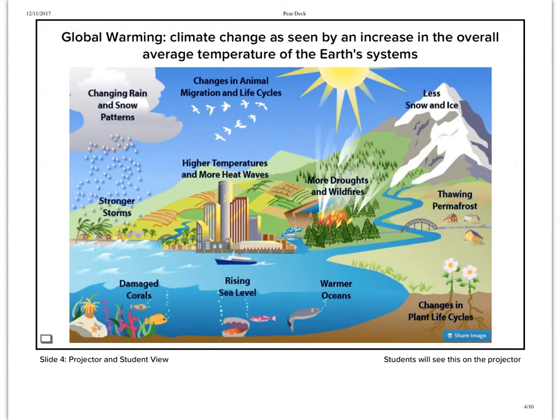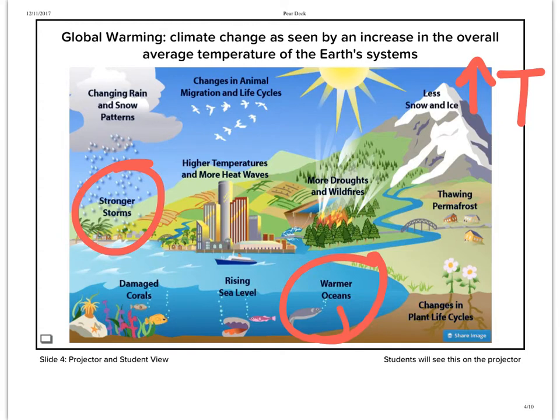All right, global warming is this process of climate change as seen by an increase in the overall temperature of Earth's systems, okay? What this image shows are some effects of that increase in the average temperature. So if you want to write down a couple of these effects in your extra notes, that might be a good decision. Some really important ones are warmer oceans. So the oceans are actually getting warmer, which is affecting their ecosystems. Stronger storms. We've seen that with an increase in hurricanes and the severity of hurricanes. Higher temperatures and more heat waves.